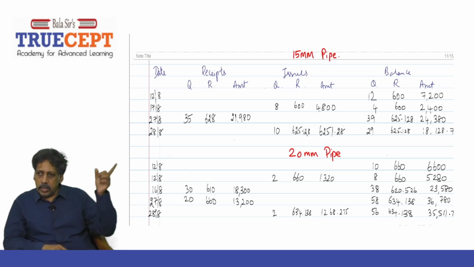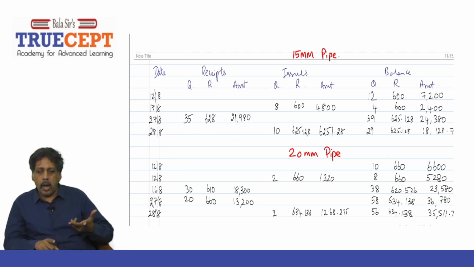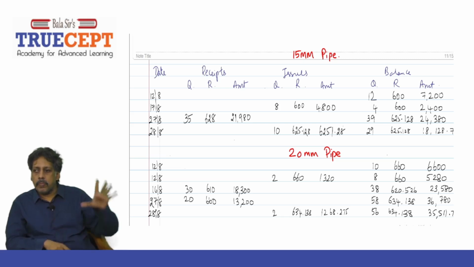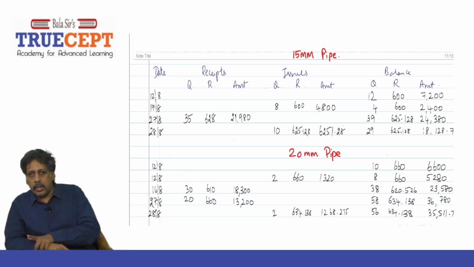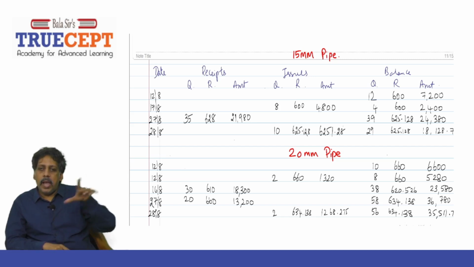Now next there is a purchase. How many units are bought? On 27th August, 35 units bought at rupees 628, and the amount is 21,980. When you do the balance for the weighted average cost method, we add up the quantities. That is 4 units available already, plus another 35 bought, in all 39 units.